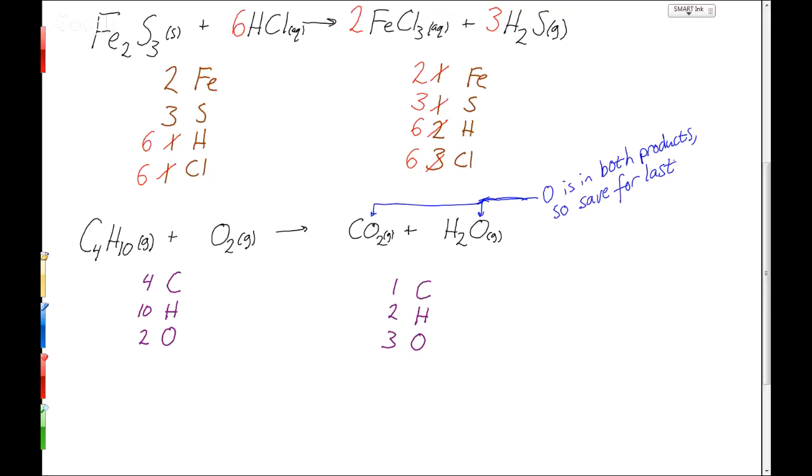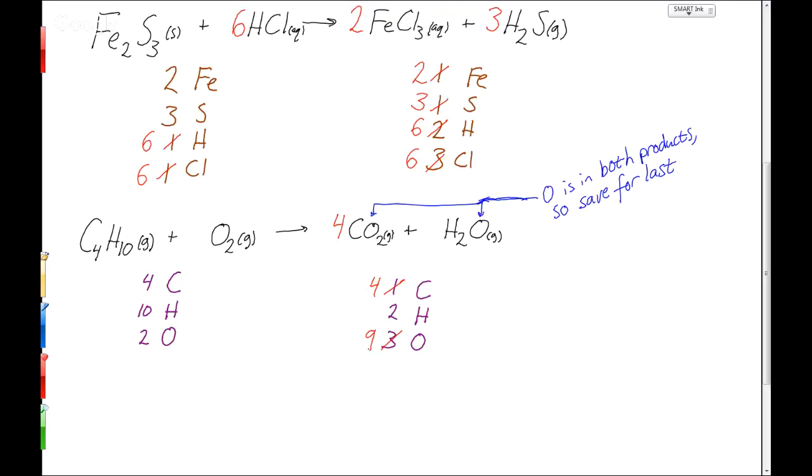All right, did anybody get stuck? Or you can't get it to balance? So let's go through it. If we go through that same process, I see there's 4 C's on the left, 1 on the right. So I go with 4 here. That changes this to 4, changes this to 8 plus 1 is 9.